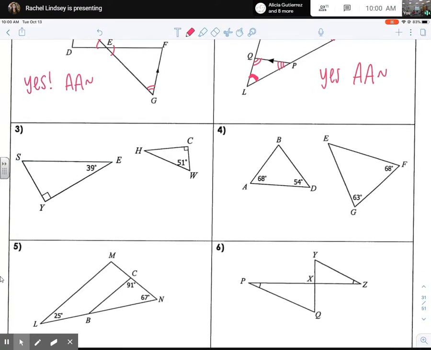Okay, on number 3, we know there's 1 set of congruent angles, one at Y and one at C.